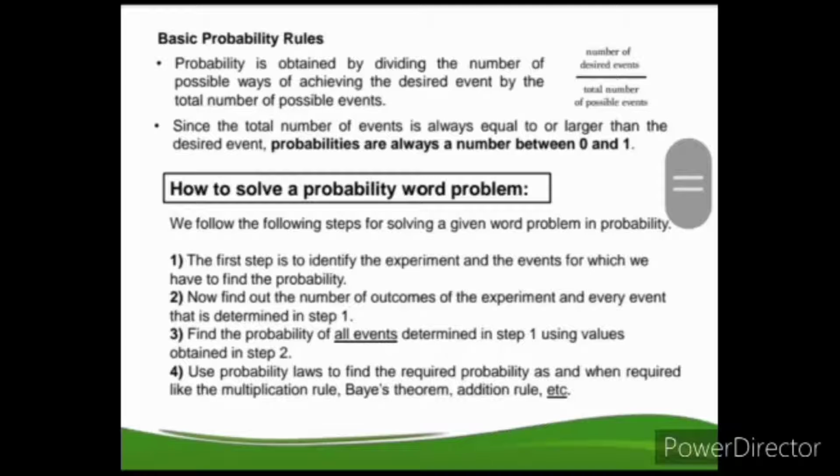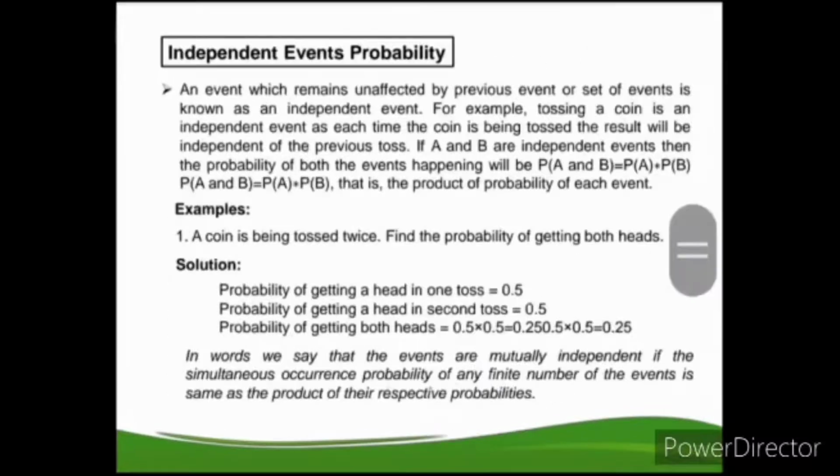Let's now proceed to solving a probability word problem. We follow these steps for solving a given word problem in probability. First, identify the experiment and the events of which we have to find the probability. Second, find out the number of outcomes of the experiment and of every event determined in step 1. Third, find the probability of all events determined in step 1 using values obtained in step 2. Fourth, use probability laws to find the required probability as and when required, like the multiplication rule, Bayes' theorem, addition rule, and so on.